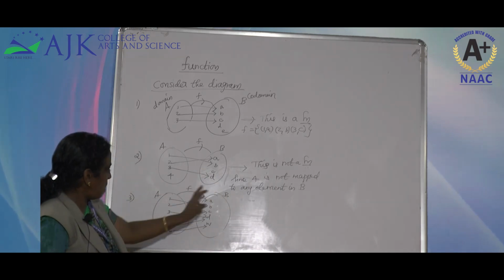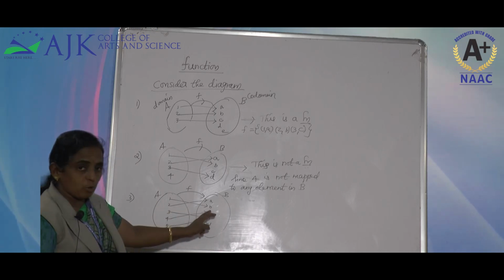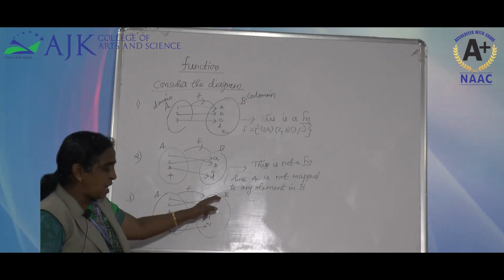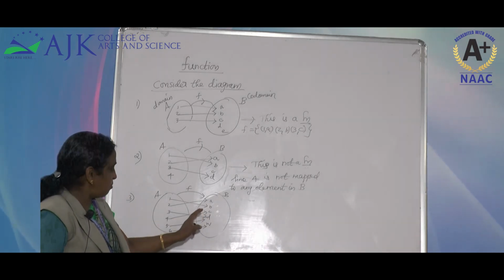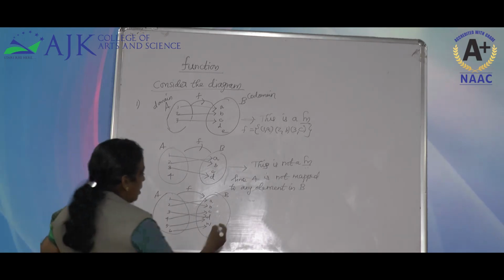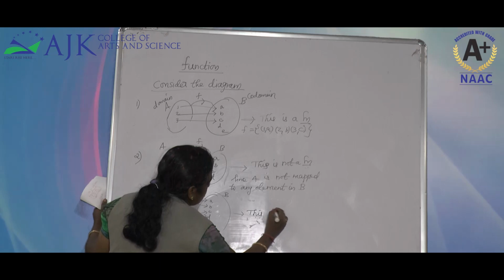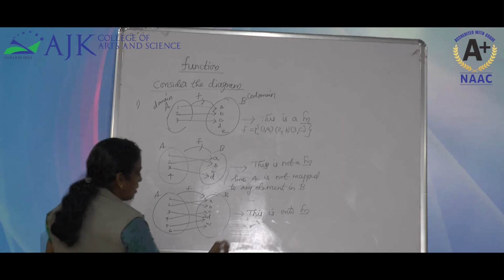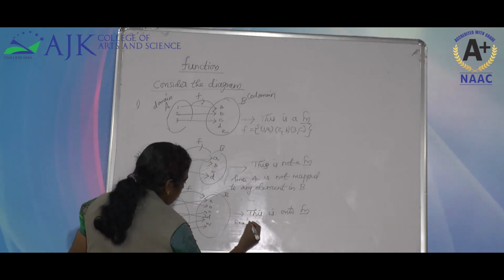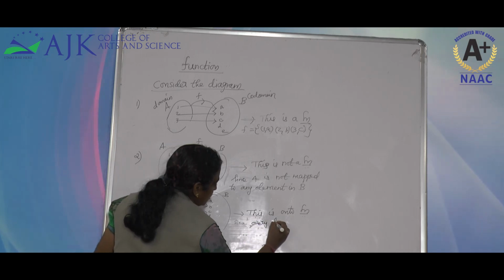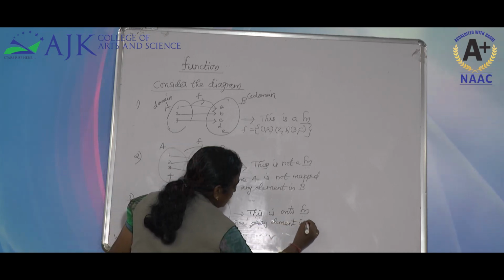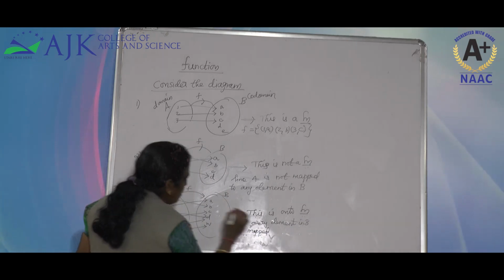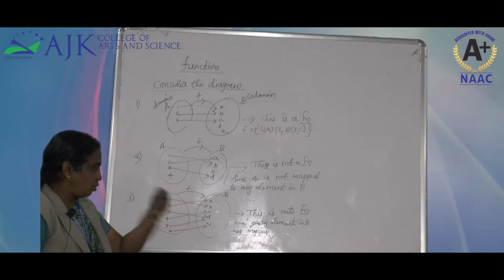1 is mapped to B, 2 is mapped to A, 3 is mapped to D, 4 is mapped to C, 5 is mapped to D, 6 is mapped to W. So every element in the codomain is mapped. So this one is an onto function. It's an onto function since every element in B has been mapped. That is, no element is left in B. So this is called an onto function.